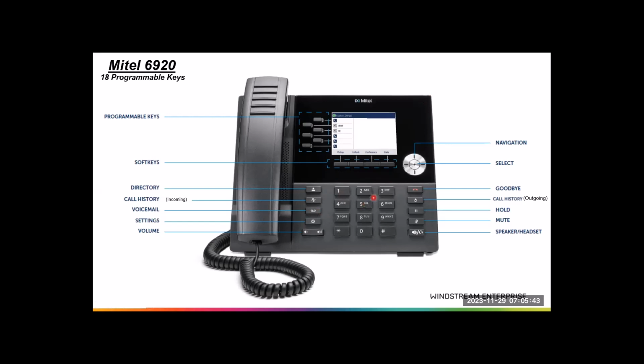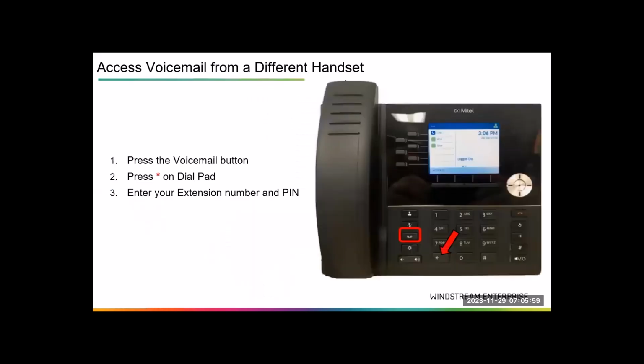You can also check your messages from a different handset in the office. So let's say, for example, you're not in front of your desk and you want to know if you have any messages. You can use a different handset in the office, and all you have to do is press the voicemail button followed by the star key. The system will then ask you to enter your extension number and your voicemail PIN. You will then be able to receive your messages from that phone.